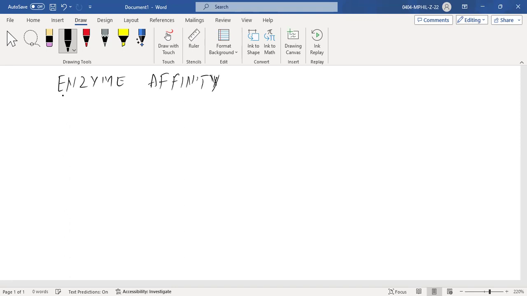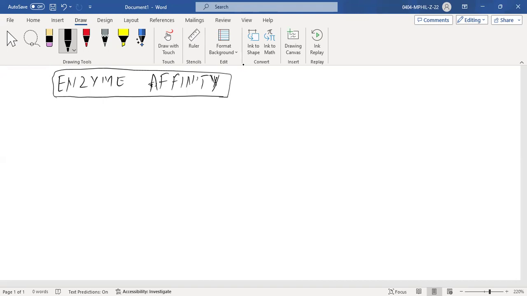I think you have studied this concept in chemistry as well, electron affinity, in the concept of electron affinity. So that's the affinity we are using here. So what does enzyme affinity mean? The willingness of an enzyme to bind with the substrate.